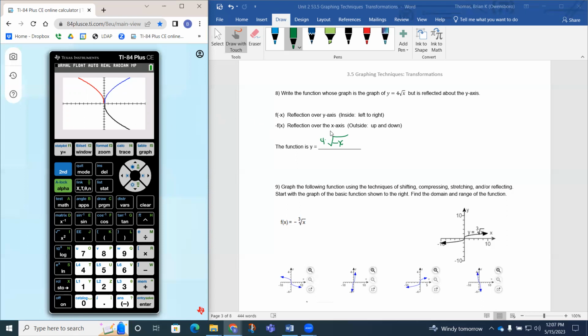So again, for the x-axis, you're talking about up and down concepts because you're going over the x-axis. So you're going up or down to go over the x-axis. That's got to be outside. But if reflecting over the y-axis, that's a left and right concept, because to cross the y-axis, you have to be going left or right. So the sign change has to happen inside the function. So our function has got to be changed by putting a negative on the inside.